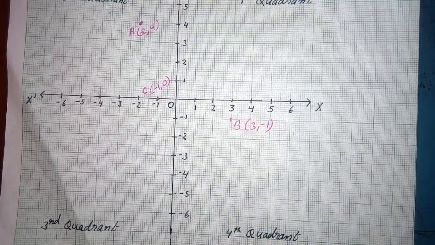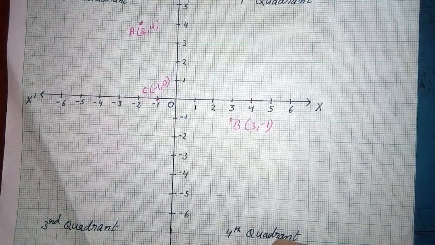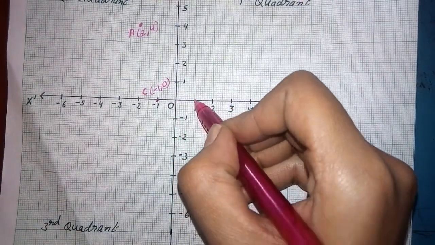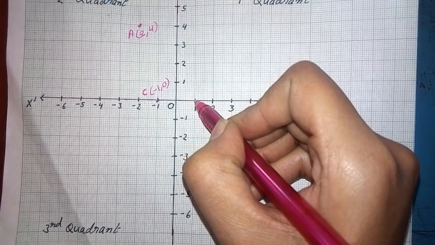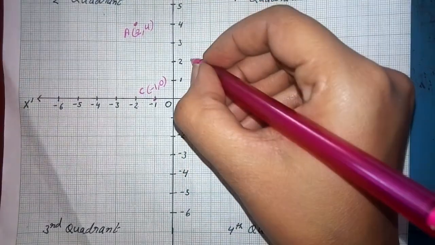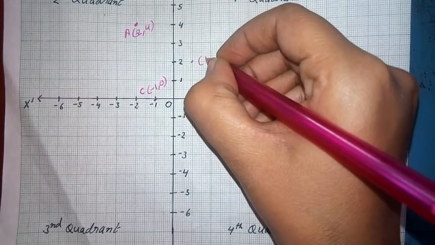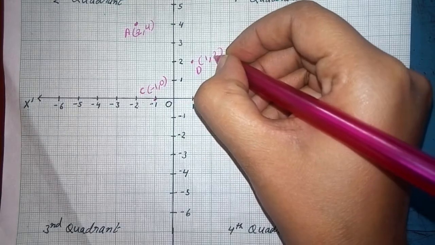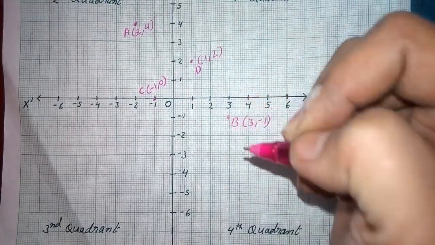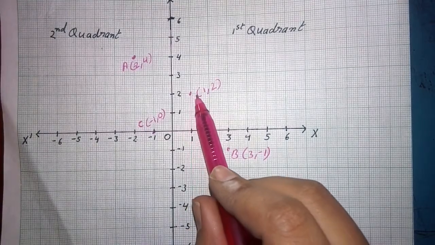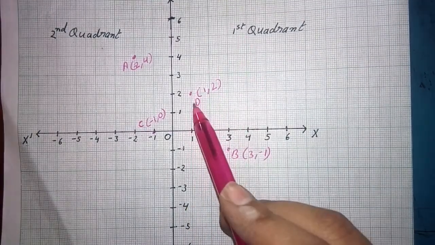Okay, now the fourth point is (1, 2). 1 is the abscissa from the x-axis, so it is positive, and 2 is also positive, and 2 is the ordinate from the y-axis. So they will meet here at (1, 2). So this is the point D, (1, 2). So this is the first quadrant. So the fourth point (1, 2) lies in the first quadrant.